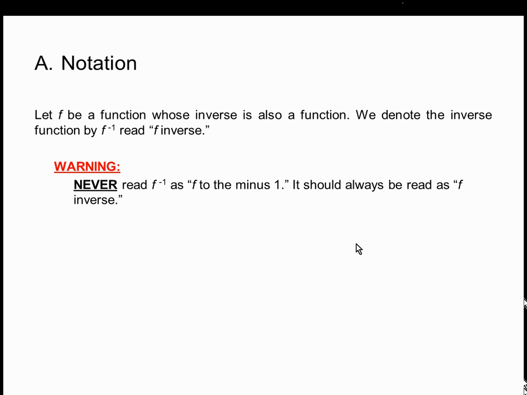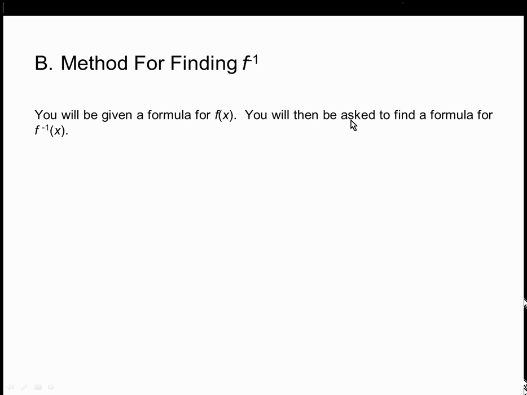Warning, never read f inverse as f to the -1. It should always be read as f inverse. F to the -1 means something entirely different. The method for finding f inverse. That is a minus sign. The f seems to have eaten the minus sign, so probably should have put a space there so we could see it. You'll be given a formula for f of x. You will then be asked to find a formula for f inverse of x.